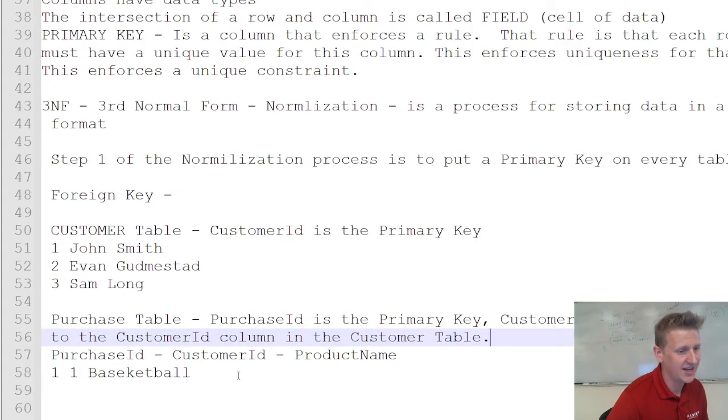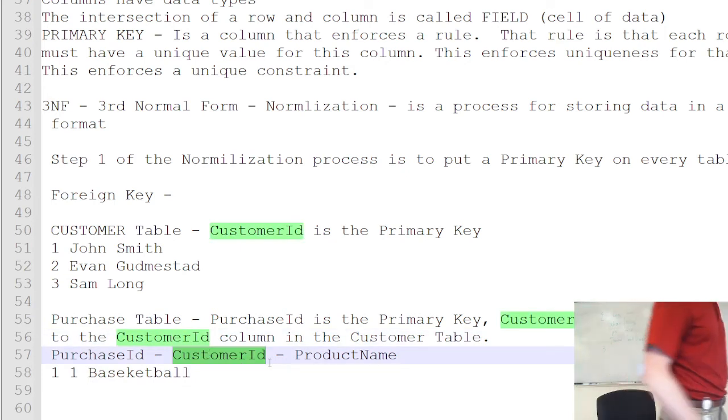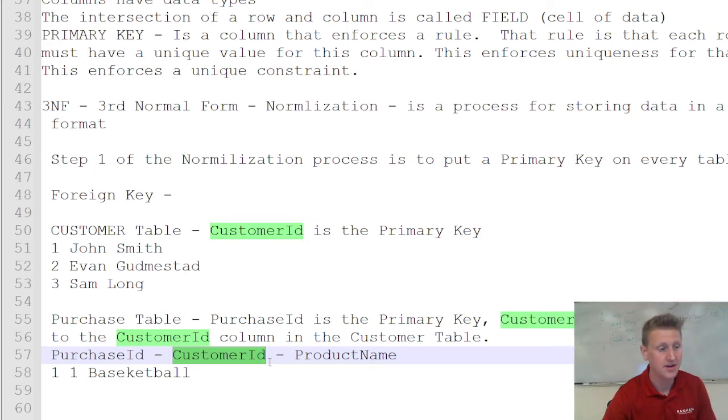What is this? Okay, again, this second column right here, this number 1. In this other table, this customer ID is going to be referred to as a foreign key. It's going to link to this customer ID column in the customer table. What does that linking do for us? Now I'll do a couple more entries here.